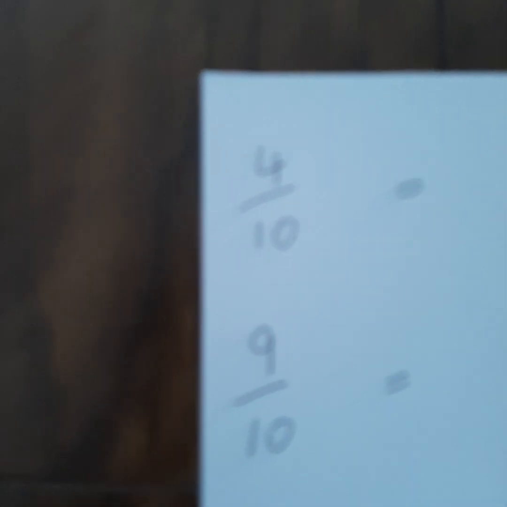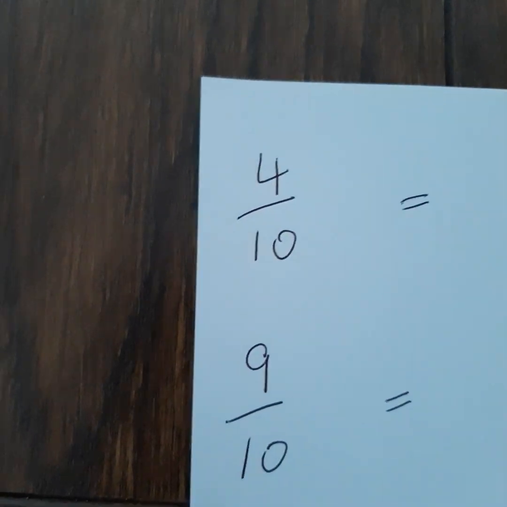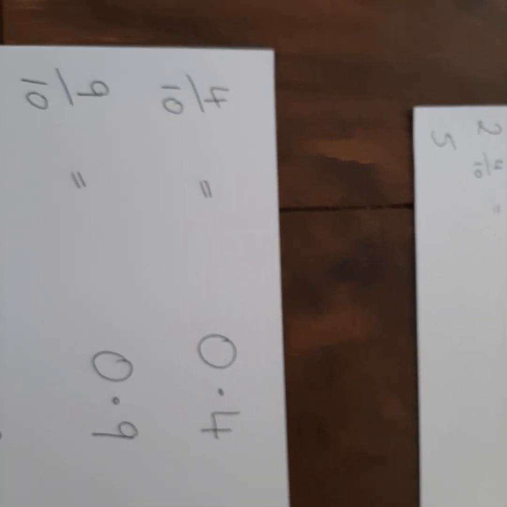Let's look at our 9 tenths. Okay, let's think of my rules. Decimal point is to the right of my units. I have 0 units, so it's 0 point, and my tenths are the first column after it, 0.9. You can see them there.